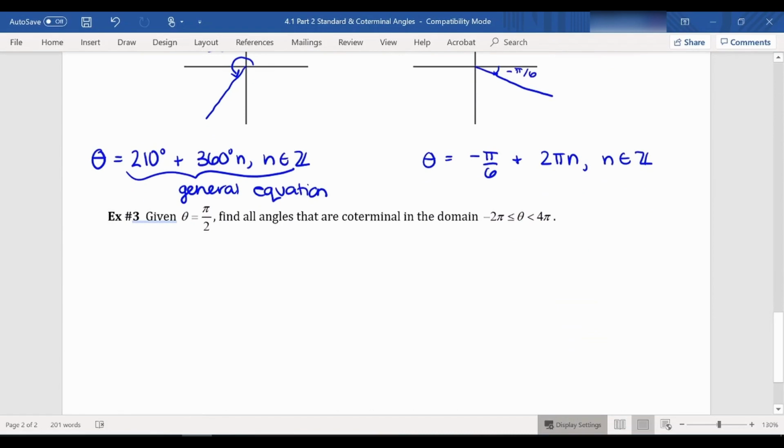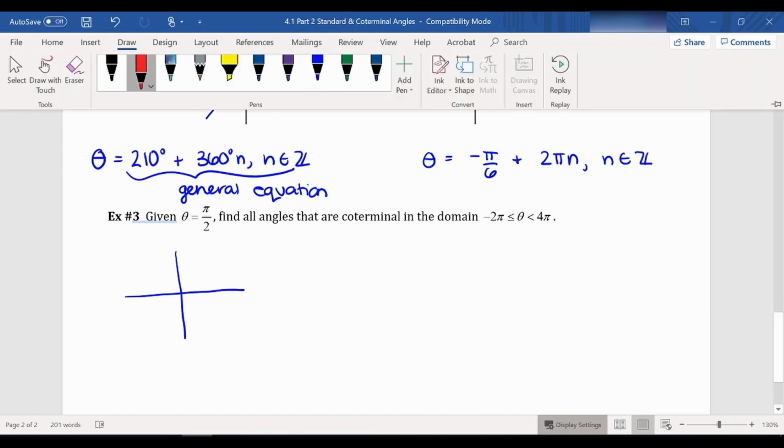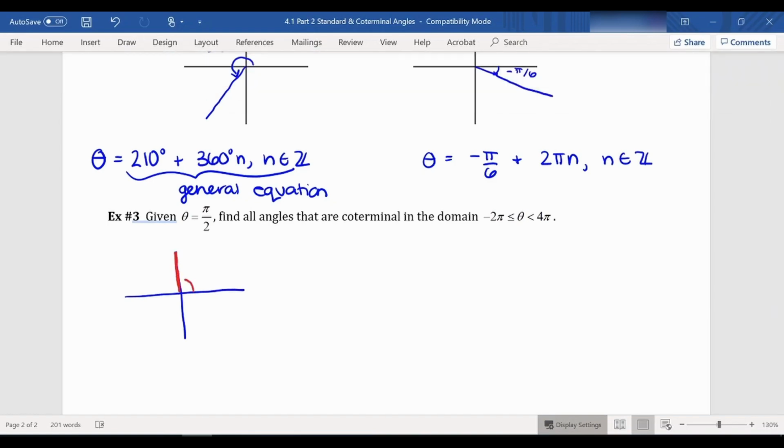All right, let's try one last question here. So it's saying given theta is pi over 2. So remember, pi over 2 is this axis line here, 90 degrees. It wants to find all angles that are coterminal in this domain here. It's not a general equation. So coterminal means I'm adding or subtracting 2 pi, entire circles. So if I take pi over 2 and I add an entire circle, that should give me pi over 2 plus 4 pi over 2, which is 5 pi over 2.